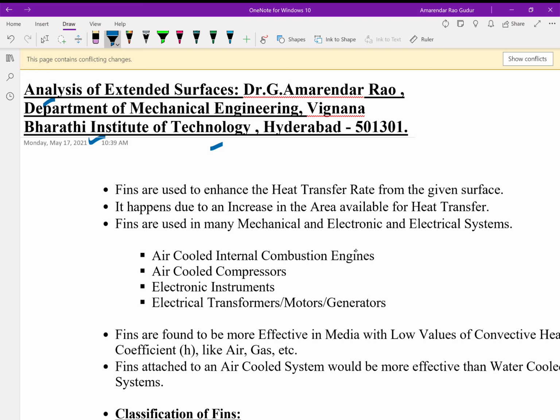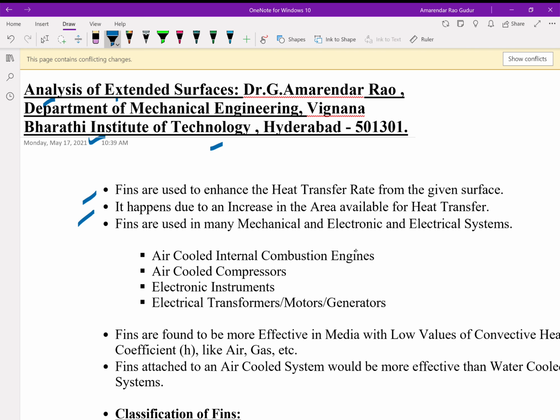Today we'll be discussing analysis of extended surfaces. Extended surfaces are also known as fins. Basically, fins are used to enhance the heat transfer rate from the given surface, and this happens due to the increase in area available for heat transfer.